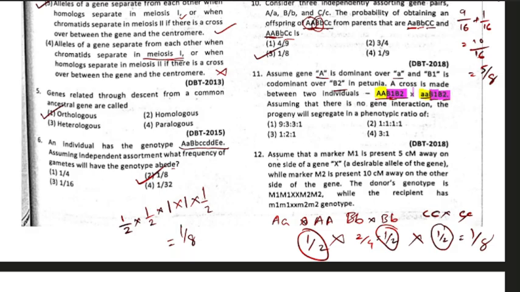As these are codominant, we can get three types of progenies: B1 B2, B1 B1, and B2 B2. And this is codominant, so we get three types of progenies in the ratio 1 is to 2 is to 1. Option 3. That is the ratio of codominance, right?